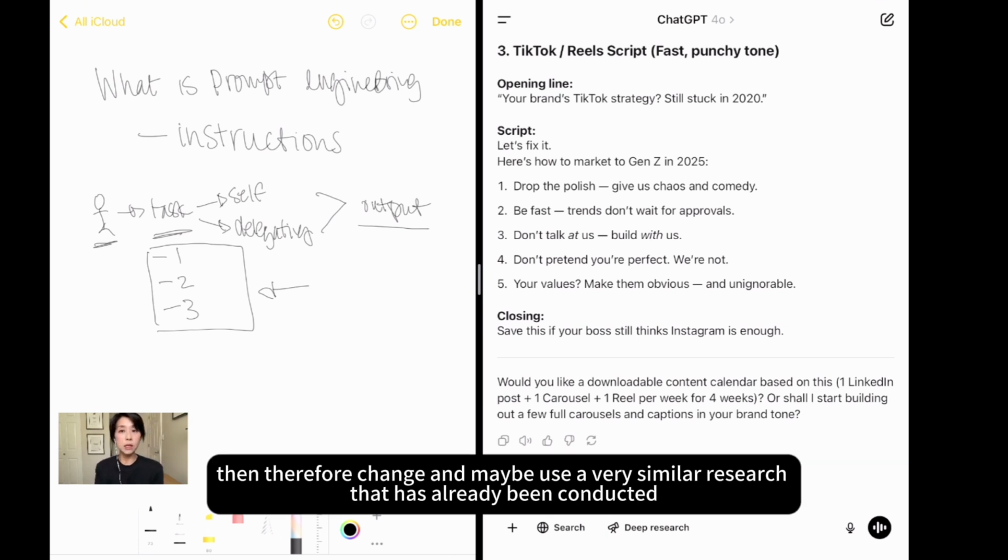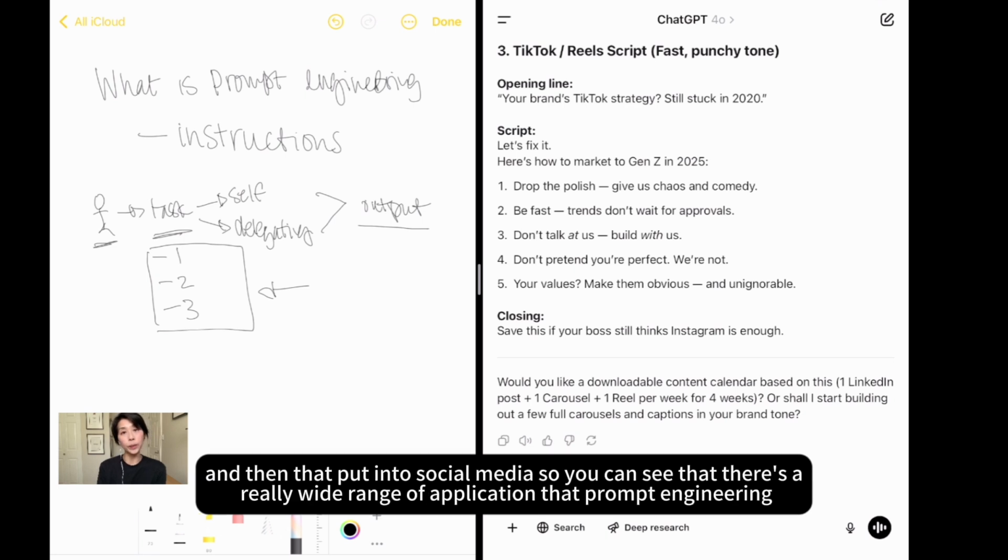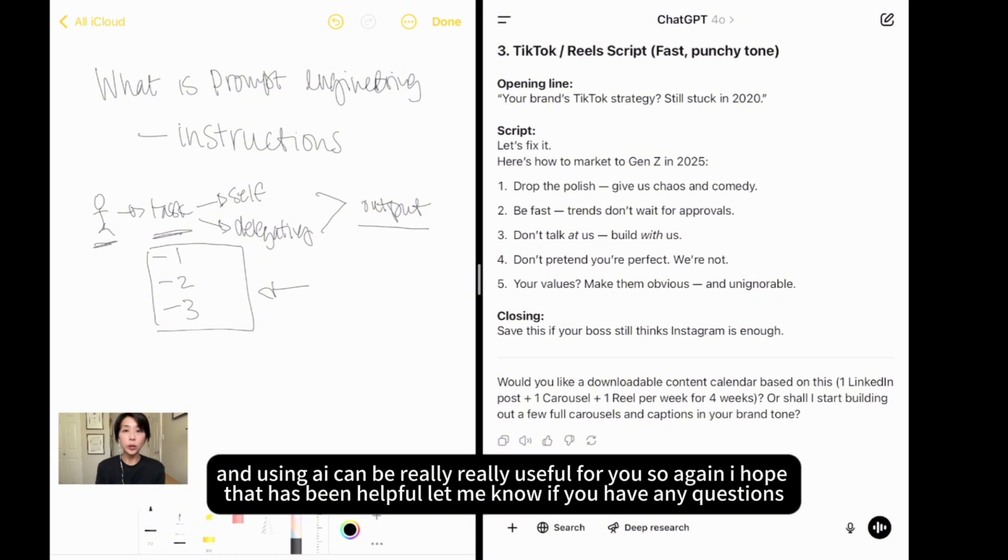And then you can also change and use very similar research that has already been conducted and put it into social media. So you can see that there's a really wide range of applications where prompt engineering and using AI can be really, really useful for you.